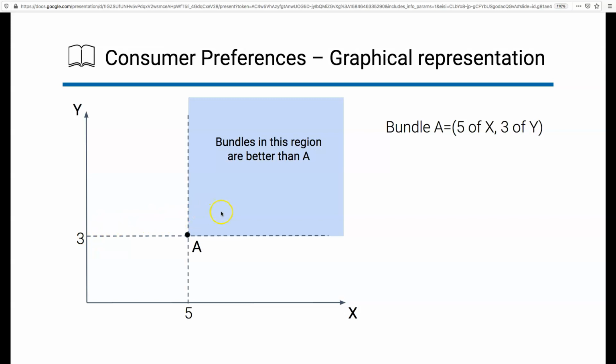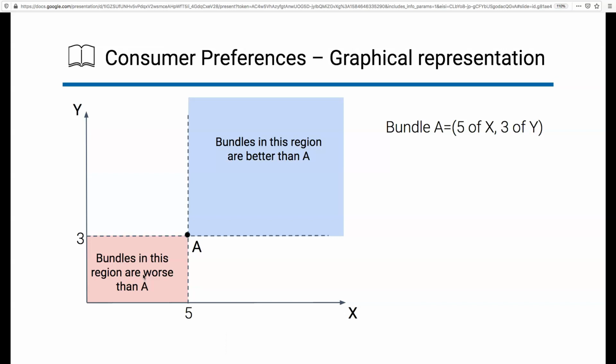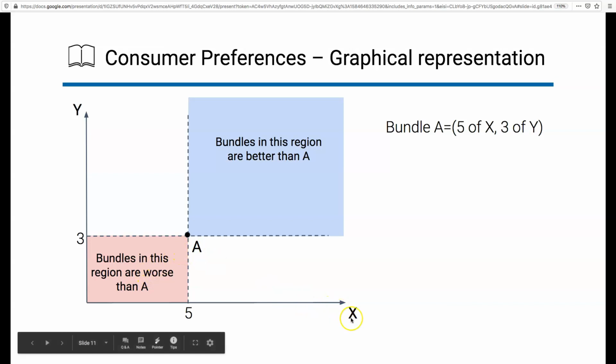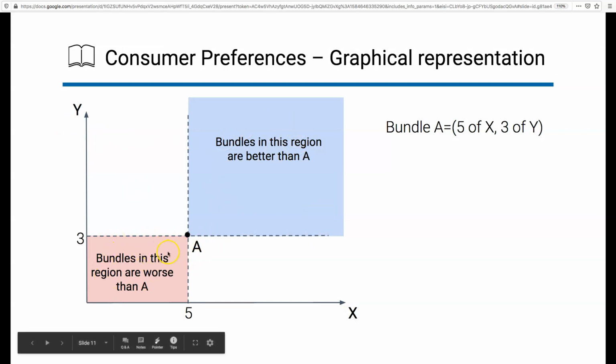Given the assumption that more is better, all bundles in the blue regions will definitely be better than A because they will contain more of both goods. And on the border, of course, it's going to be more of one good and the same of the other, so it's still going to be better. Similarly, the bundles in the red region right here will be worse because they will contain less of at least one good. So this additional assumption allows us to say that, no matter whether the consumer likes X a lot more than Y, blue region will be preferred to bundle A. Any bundle in the red region would be worse than bundle A.